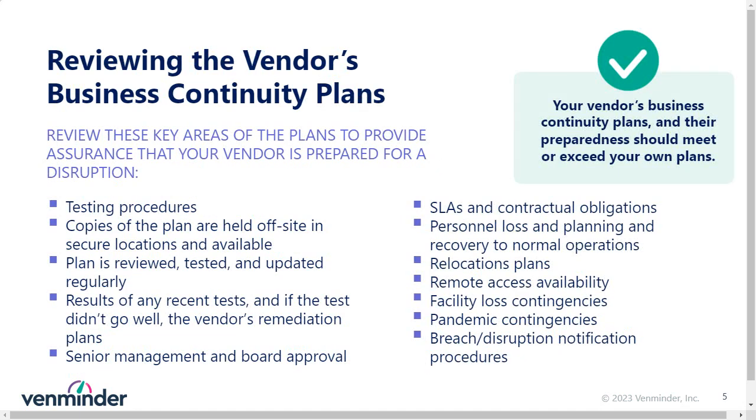Now, to begin to review your vendor's business continuity plans, you need to review these key areas. Reviewing these areas provides assurance that your vendor is prepared for a disruption. See if they have any testing procedures in their BCP. See that copies of the BCP are held off-site in secure locations and they are available to all employees. Check to see if the BCP is reviewed, tested, and updated regularly, such as annually, semi-annually, or quarterly.